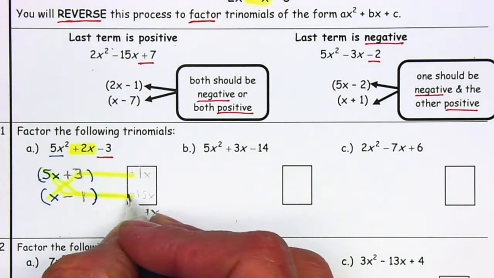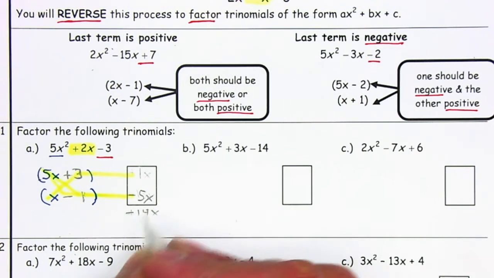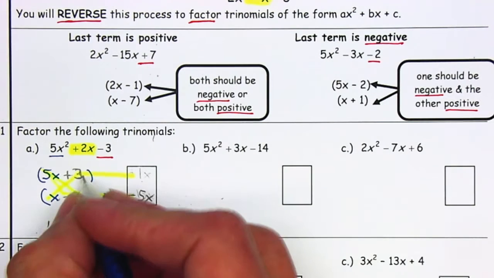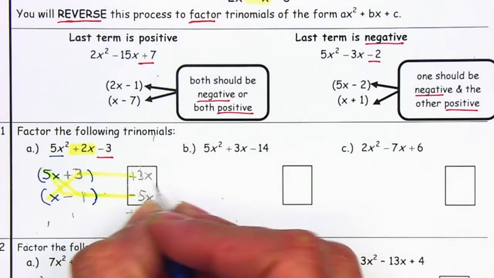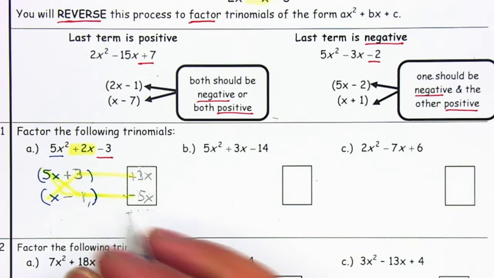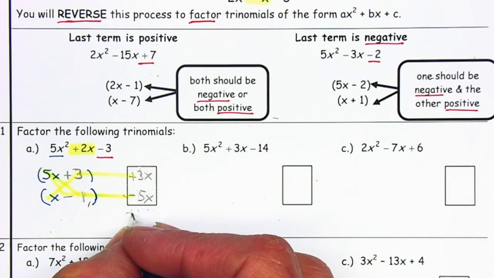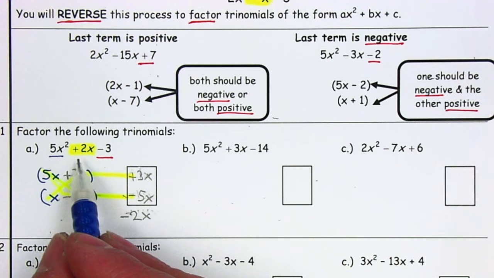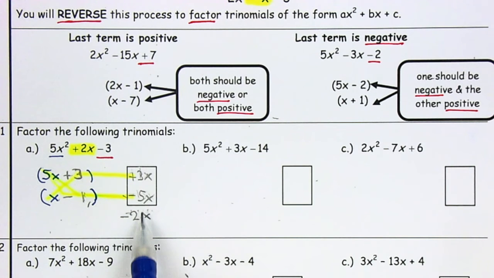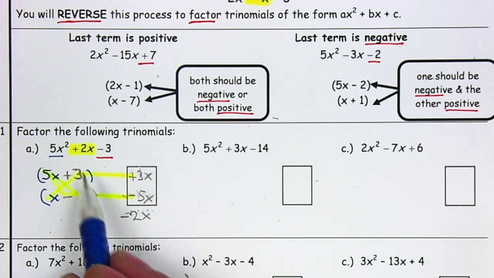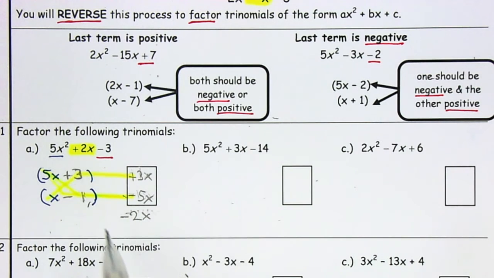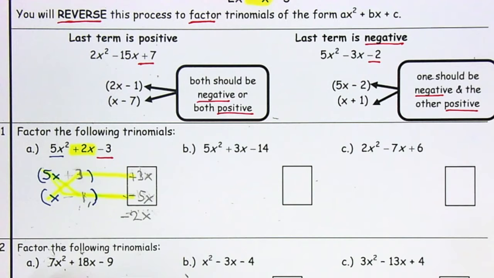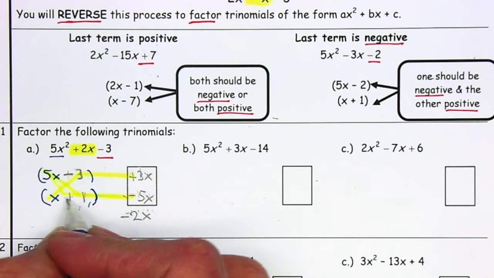5x times negative 1 will be negative 5x. X times 3 is positive 3x. If I add them together, different signs, I'm going to subtract, keep the sign of the bigger number, so it's negative. I need to end up with a positive 2x, but I ended up with a negative 2x. If you end up with the opposite, we just need to change the sign. So that means that this should be a negative, and that should be a positive.